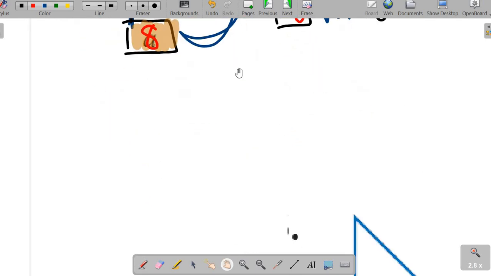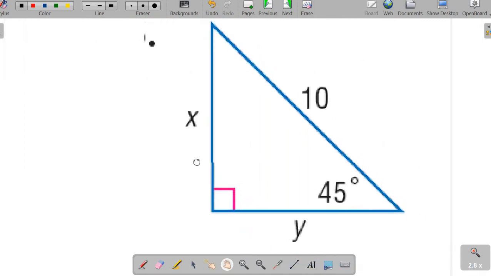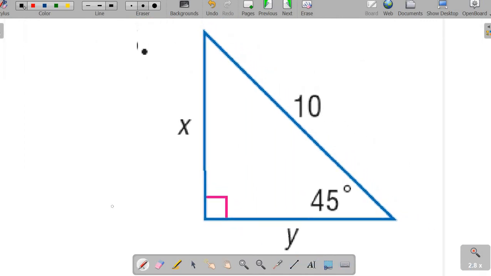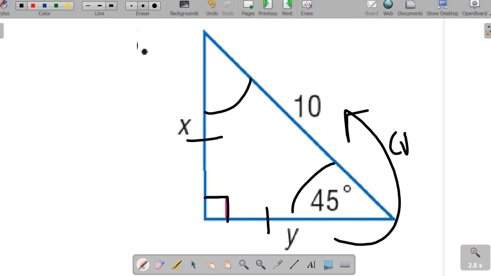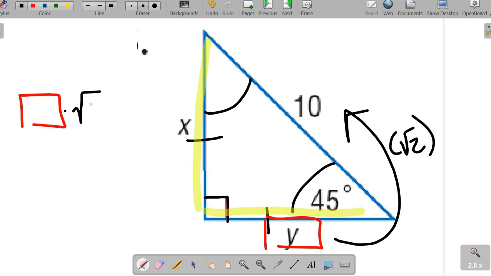Let's do this one down here. This one gets a little strange. Let's do our markings and our chanting. 45, 45, 90, leg, leg, leg, root 2. So we take a look here, and our legs are equal. The problem is they're both variables. It reads like this. Something times root 2 is 10.